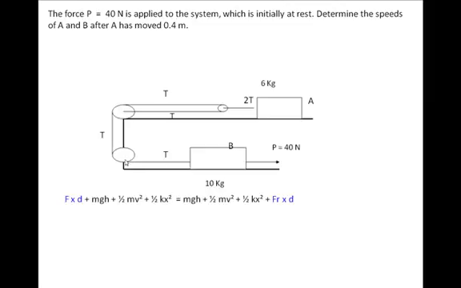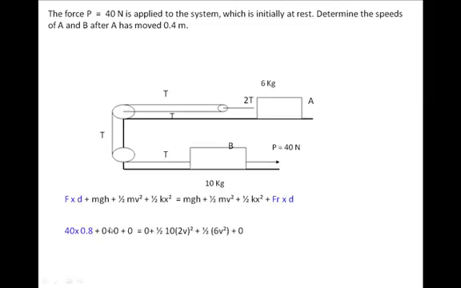See, the same string will have the same tension, so T, T, T going like this, but this string will have twice of T, because it has to balance out these two T's. So in other words, this 10 kg is pulled by T, and the 6 kg is pulled by 2T. In our energy balance equation, we write F into D. So F is 40 and D we have written, mind you, as 0.8, whereas A has moved by 0.4, so B will move by 0.8. The reason we'll explain in a minute.